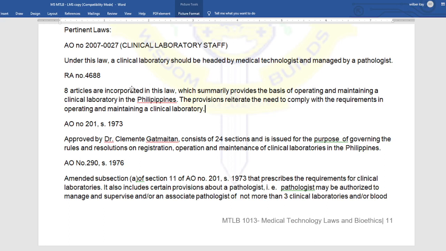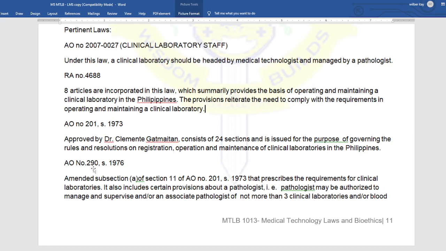Okay, sa RA 4688 naman, it provides the basis of operating and maintaining a clinical laboratory in the Philippines. Sorry yung spelling. Sa AO number 2001, 1973, this is about the, so yung goal nito or objective is to govern, okay, or purpose of governing the rules and resolutions on registration, operation, and maintenance ng mga clinical laboratory.